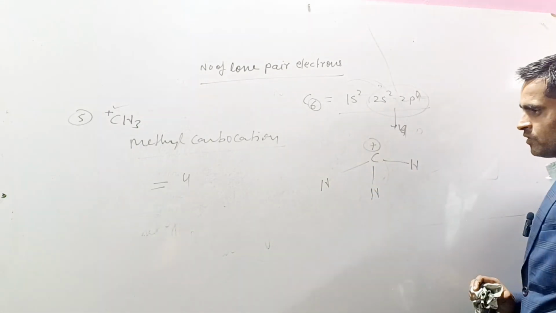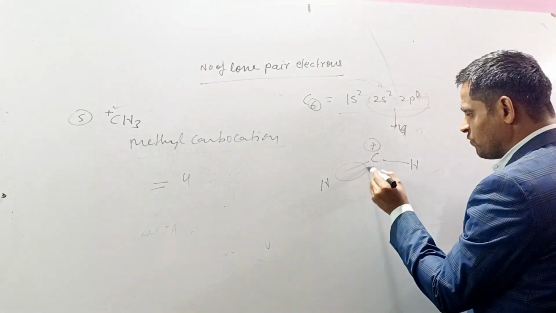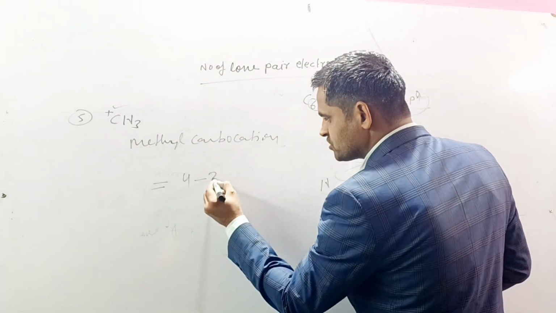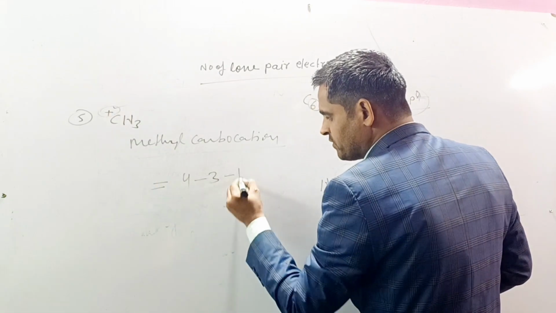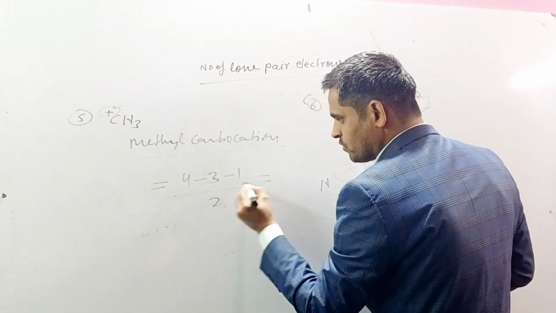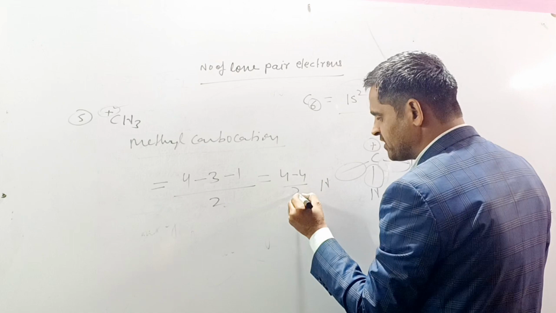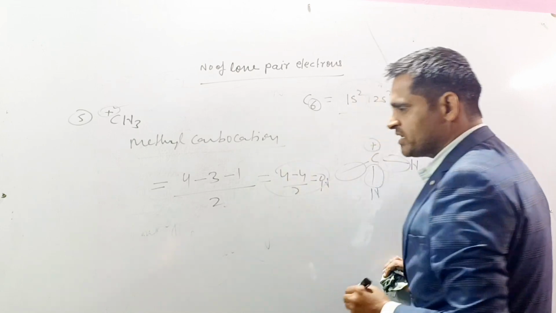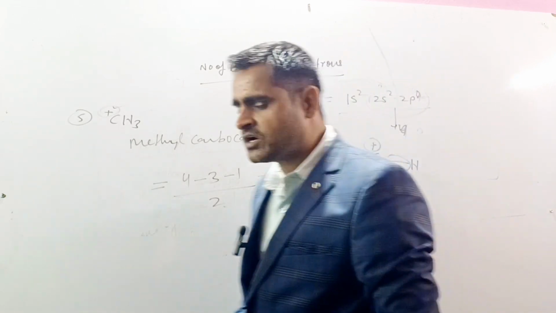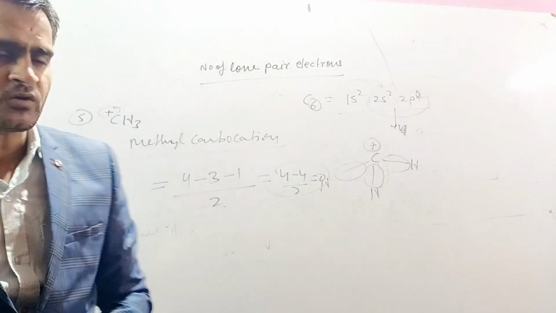So 3 covalent bonds, 1, 2 and 3, minus 3, and the charge is plus, so we will write minus 0, and 4 minus 4 divided by 2 is 0. So we can say that in the methyl carbocation, the carbon contains no lone pair electrons.